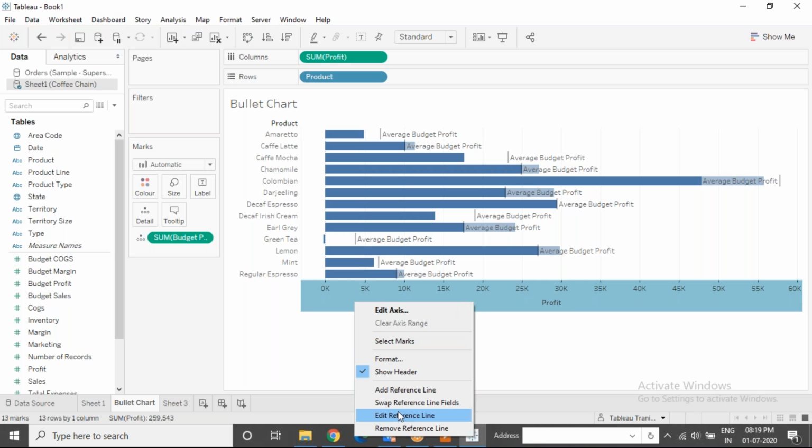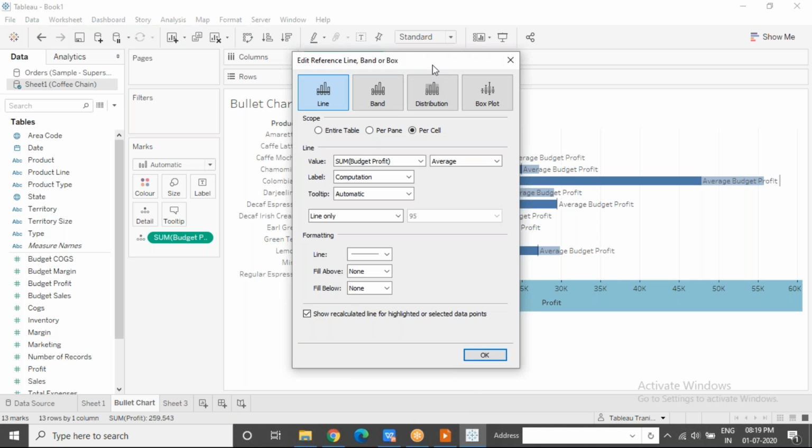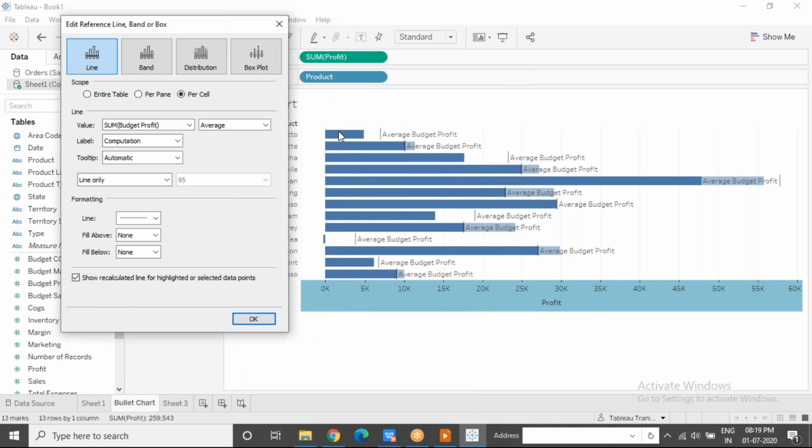Okay, let me edit that reference line. So it really does not matter in this case when I'm going per cell, how I aggregate it. But I will not confuse the person who is reading the chart. They may not know all these concepts of aggregation, etc. So when we are labeling it, let us not label it, or if you label it, don't label it with the computation, label it with the value. Let us not confuse the end users by putting aggregation in the label.